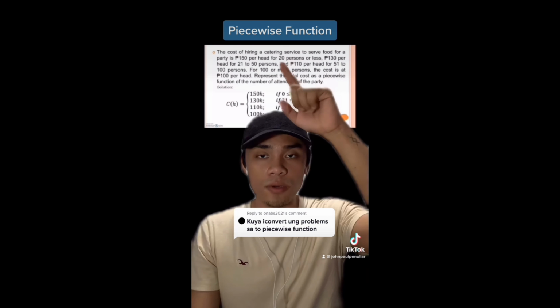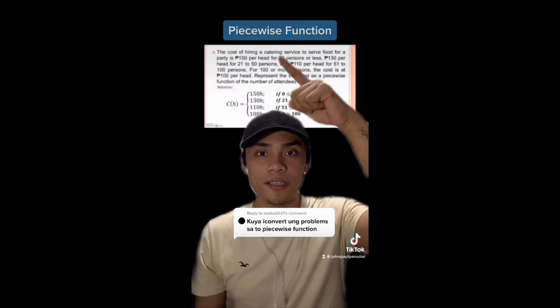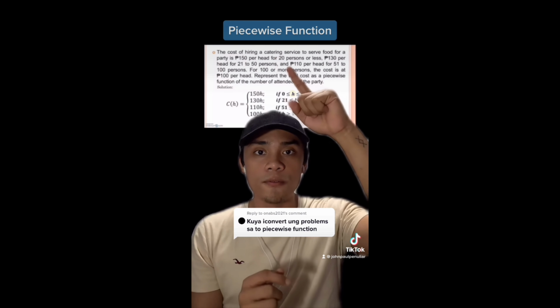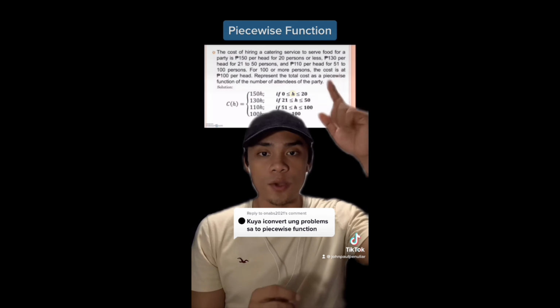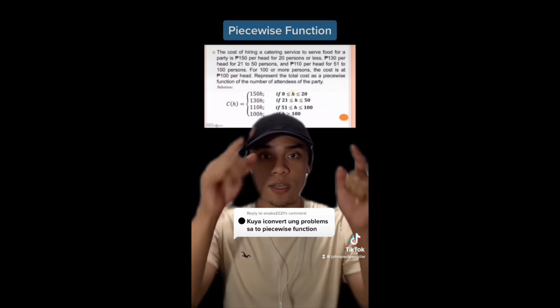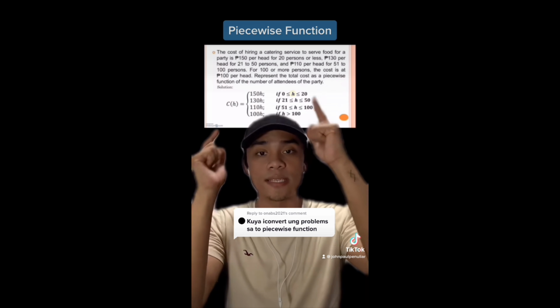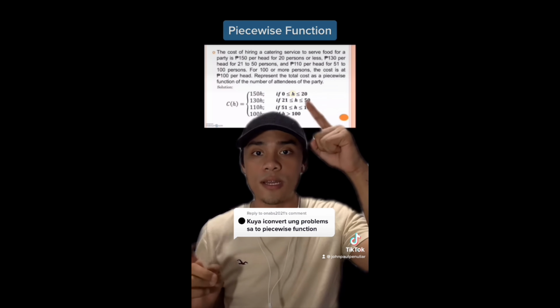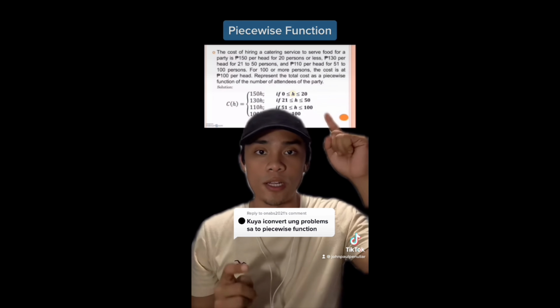Now, ang una mong gagawin para ma-atake yung problem is tignan mo yung consideration or yung condition, okay? So, sabi, for 20 persons or less. So, anong magiging data set natin doon? That's from 0 to 20. Kasama si 20, okay? Kaya yung magiging data mo is 0 less than or equal to h, less than or equal to 20.